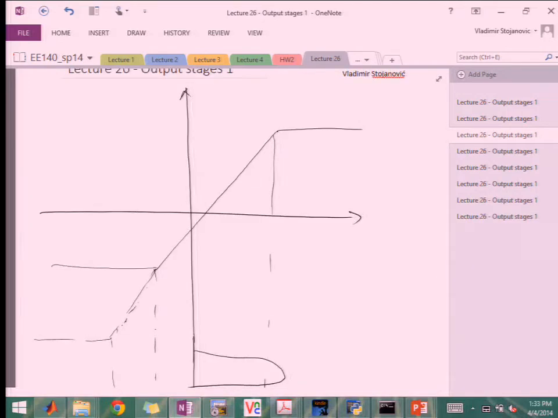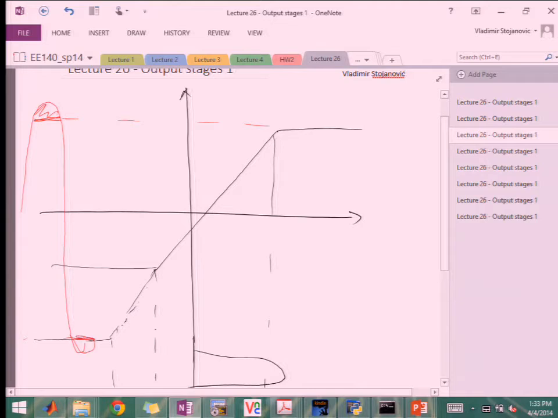So we're going to have a signal that looks like this, and then these regions are going to be clipped. So the sine wave is going to be clipped like this. However, in another case, the sine wave is going to be clipped over here as well.